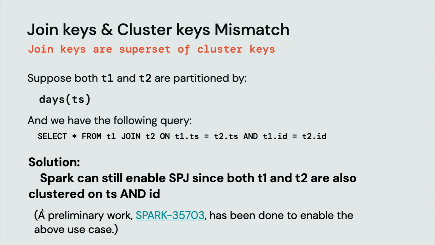But we have to add a feature to enable this in Spark, because previously Spark still needed to shuffle data in this case, and we have to loosen the constraint. This is done in a separate JIRA.